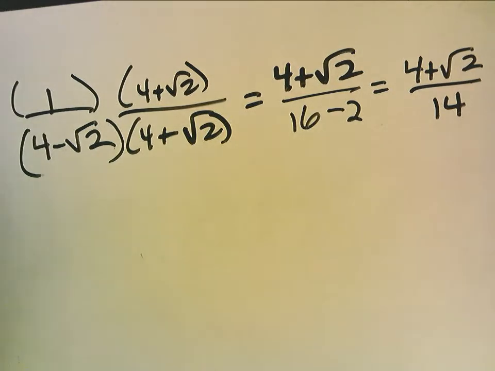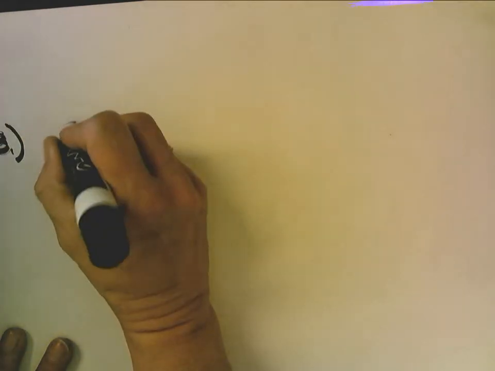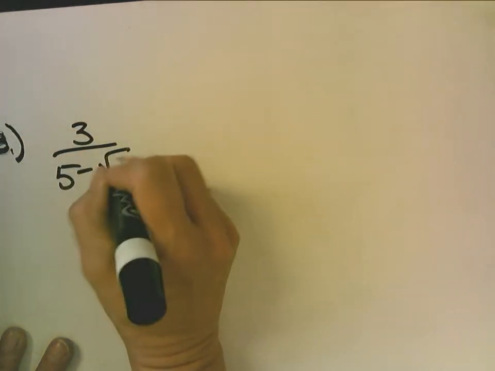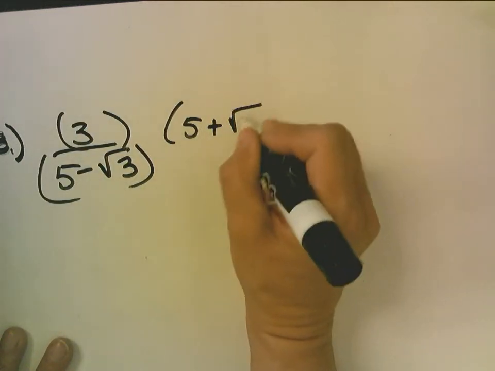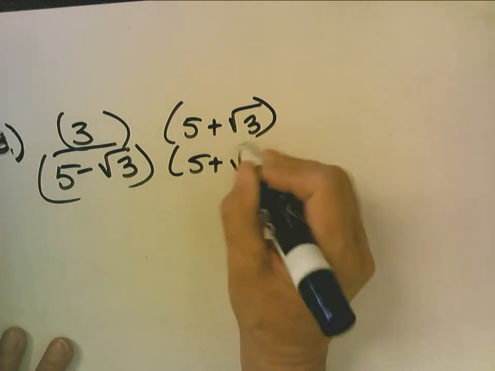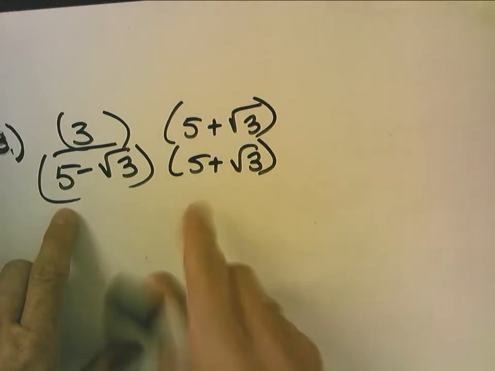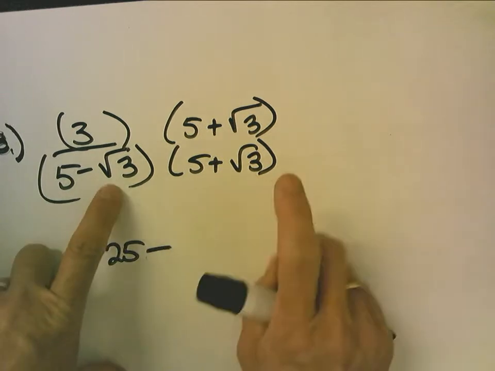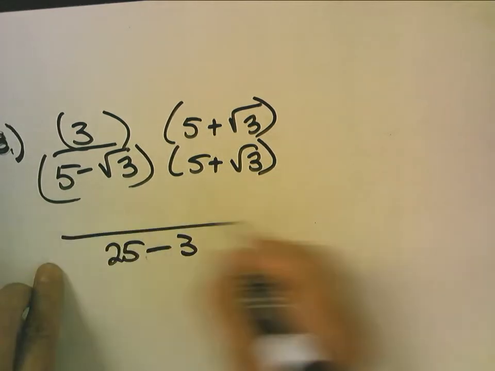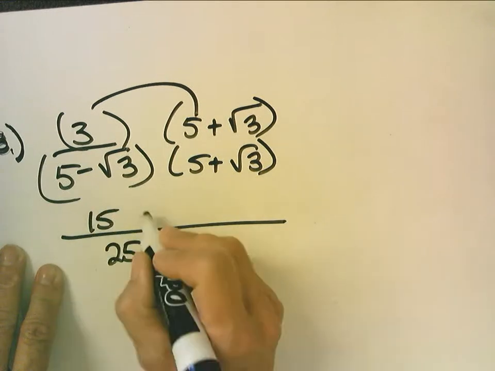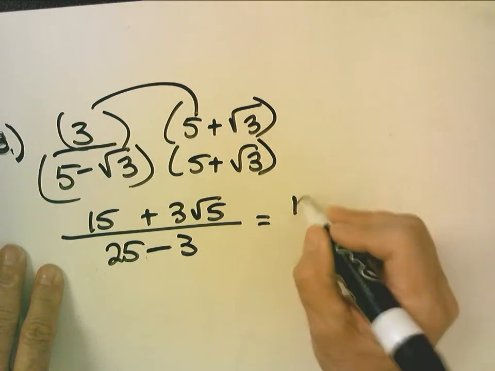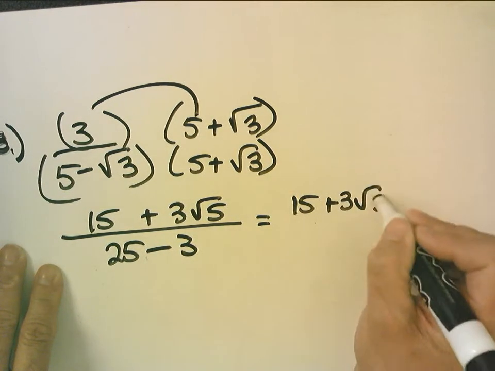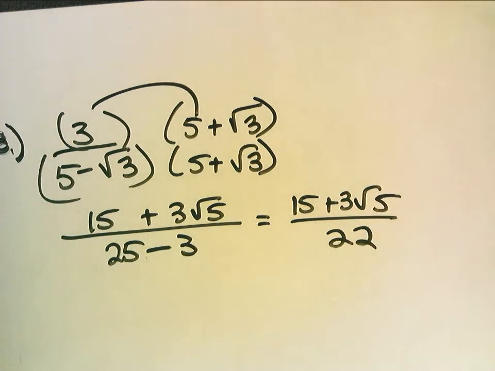Okay, let's try another one. Let's try number 3. So number 3 is 3 over 5 minus root 3. So I'm going to multiply both the top and the bottom by the conjugate, which is 5 plus root 3. 5 times 5 is 25, minus root 3 times root 3 is 3. The top becomes 15 plus 3 root 3. So this equals 15 plus 3 root 3 all over 22.